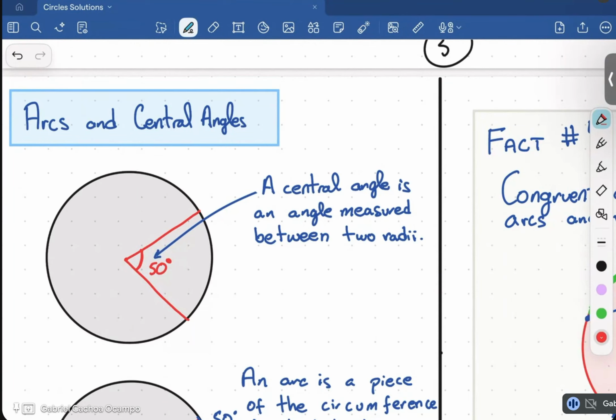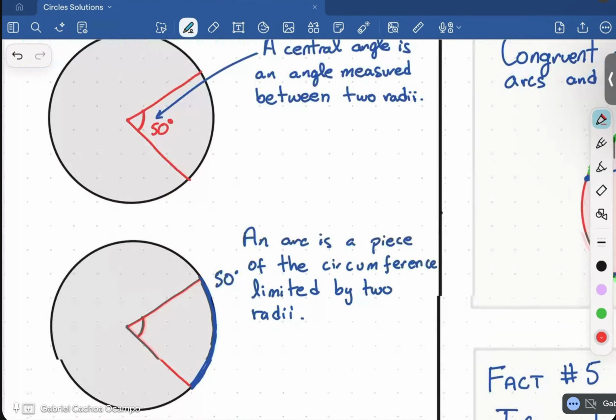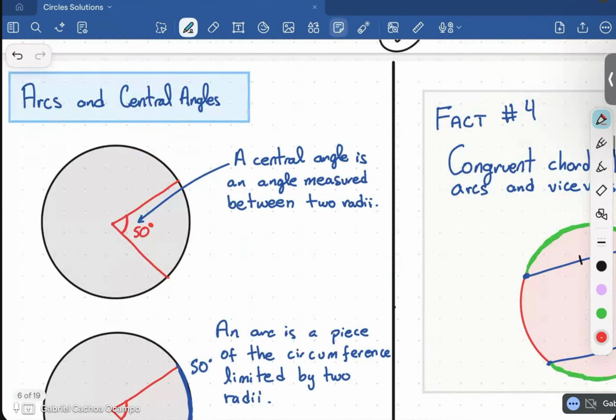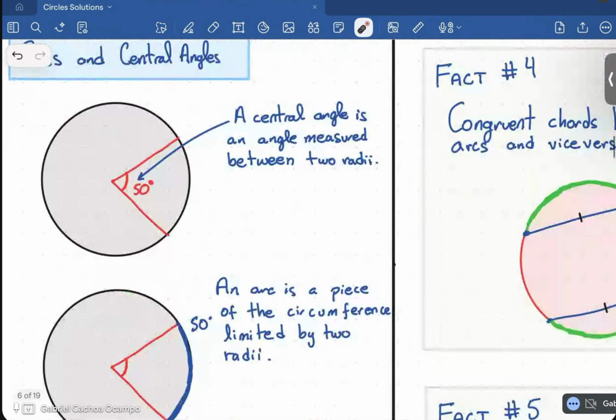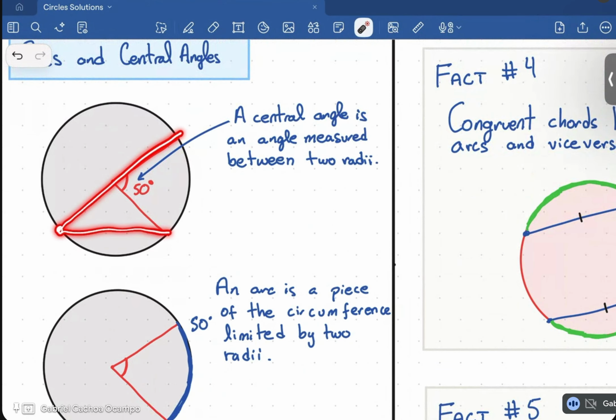Okay, kids, let us go for the next topic, which is about angles, arcs, and central angles. An arc, a central angle, is the angle made with two radii, no? I mean, we're going to say that a central angle is an angle that goes from the center to two points of the circumference. It goes from the center. Then we're going to be talking about inscribed angles that go from the circumference.